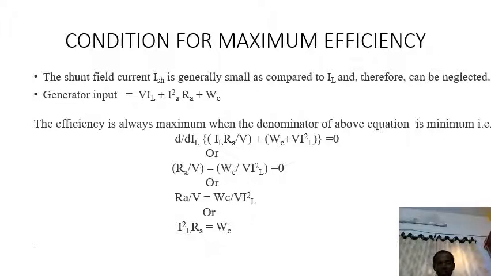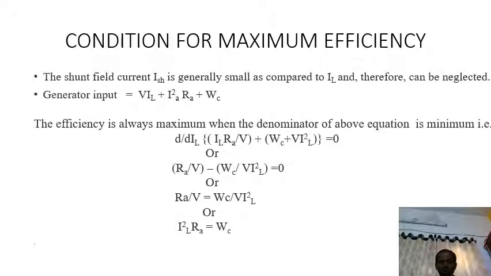This is the most important condition. This question will be asked in any competitive examination. You must learn this equation as well as how to use it for calculation of problems. So all of you note it: variable loss is equal to constant loss. This is the condition for maximum efficiency. Are you getting my point or not?